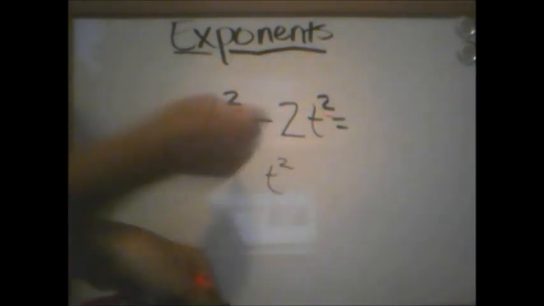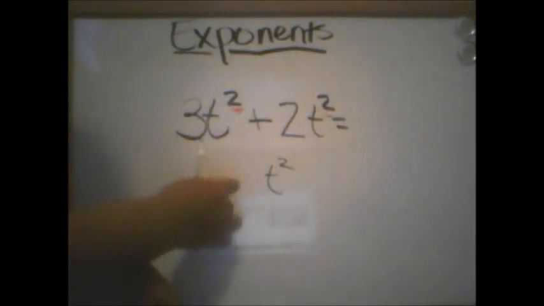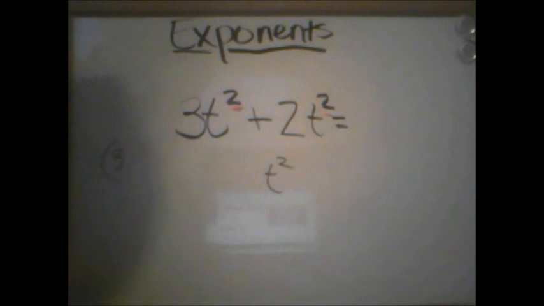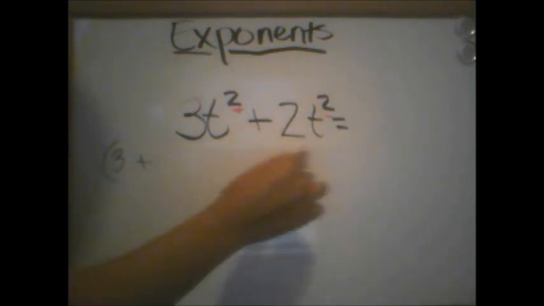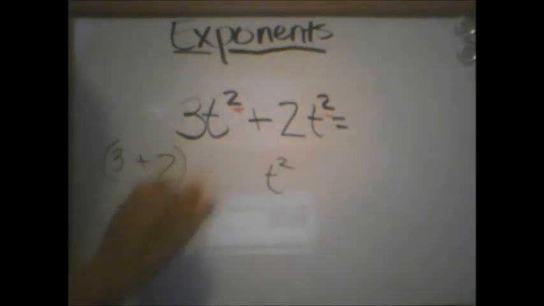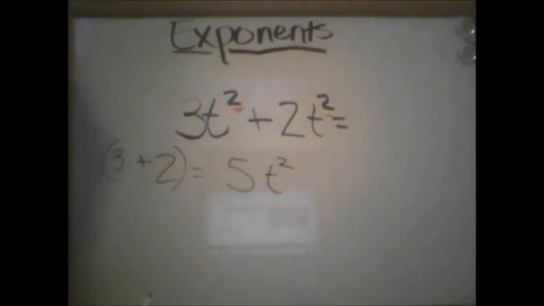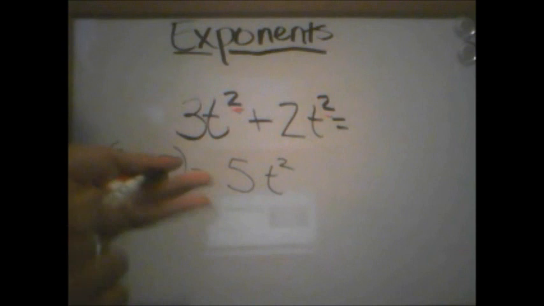Now we need to know what else. The coefficients. 3 is the first one, so let's put that over to the side. Plus 2 is the second coefficient. So that would be 5. So it's 5t squared. Fairly simple, right?